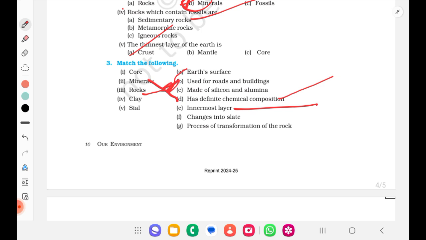Clay, we have seen, is made up of silica and alumina.